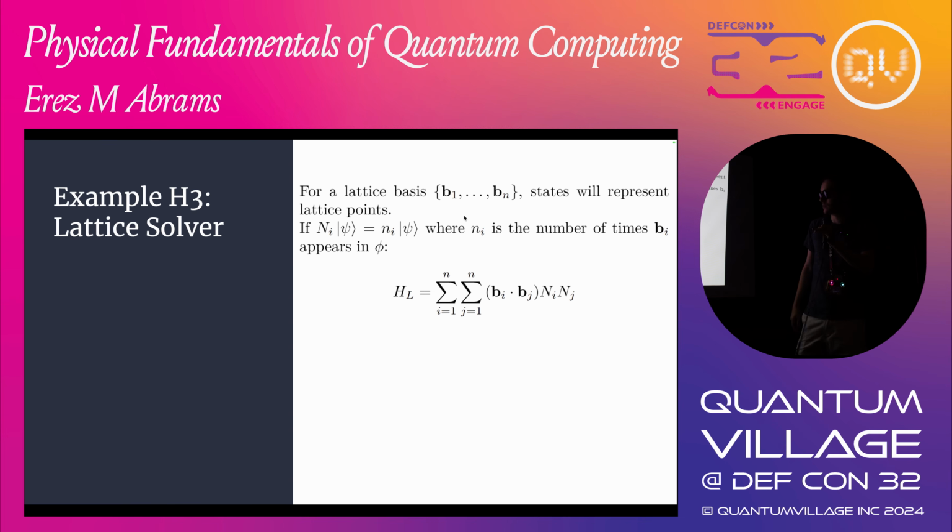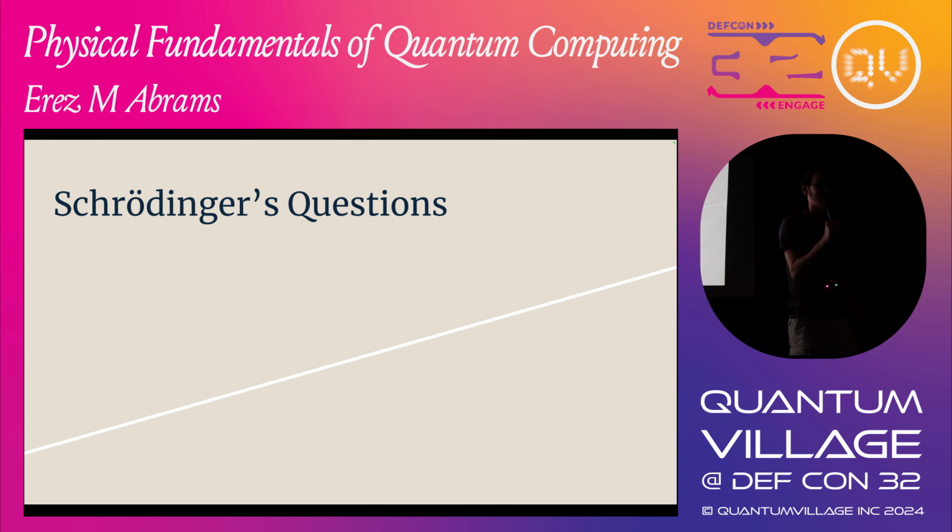Again, it's very unclear how this would be realized physically, but it's a Hamiltonian that I can write down. I can write down whatever Hamiltonian I want. Does that make sense? Okay. Any questions on that past section?